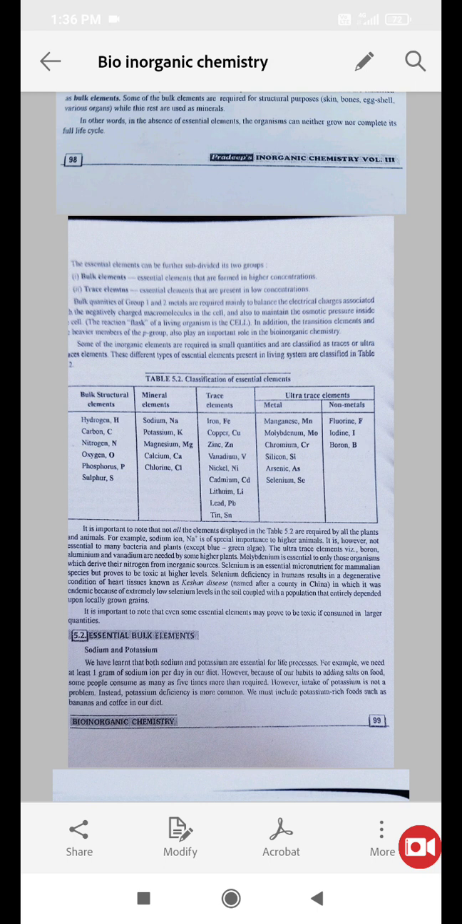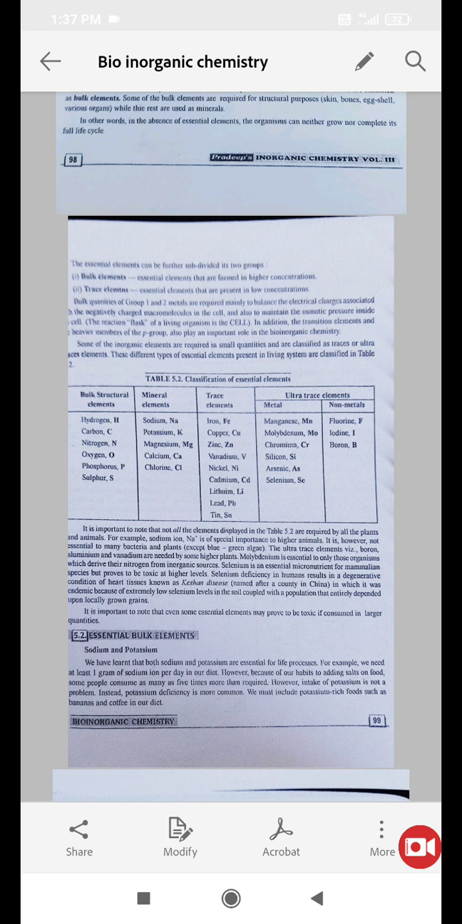It is important to note that not all the elements displayed in table 5.2 are required by all plants and animals. For example, sodium ion, Na positive, is of special importance to higher animals. However, it is not essential to many bacteria and plants. The ultra trace elements boron, aluminum, and vanadium are needed by some higher plants. Molybdenum is essential only to those organisms which derive their nitrogen from inorganic sources. Selenium is an essential micronutrient to mammalian species, but proves to be toxic at higher levels.